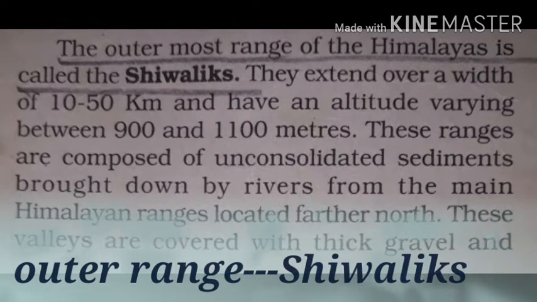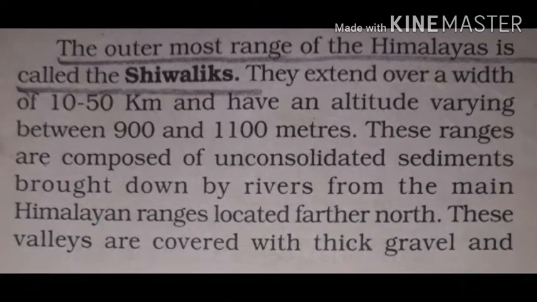It is the outer part we can see on the map. The outer layer of the Himalaya is called the Shivalik range. Their width is about 10 to 50 kilometers, and the altitude varies between 900 and 1100 meters. These ranges are composed of unconsolidated sediments brought down by rivers from the main Himalayan ranges located further north. These valleys are covered with thick gravel and alluvium.